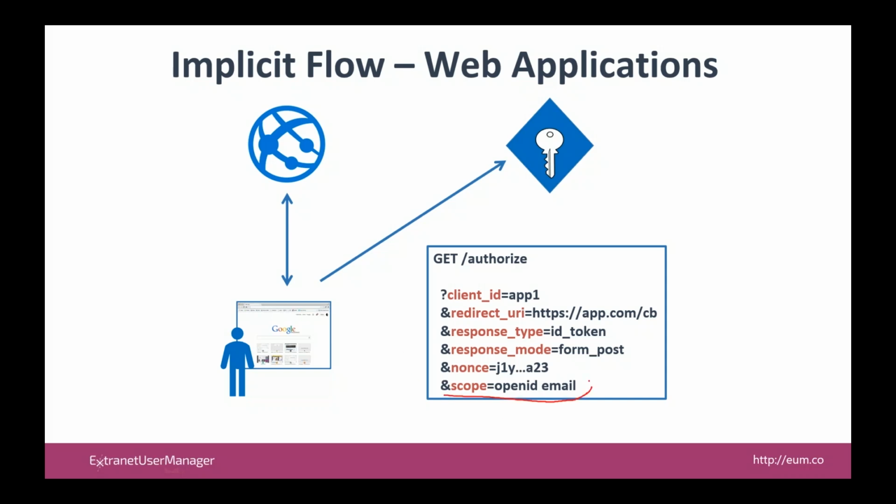And the last parameter here is called scope. Scope is an indicator that your app wants access to certain identity data about the user. Okay, so this is a white space delimited list of values. And this first value is basically an indicator that says, I want the unique ID of the user. These scopes basically map to claims or attributes about the user. So the OpenID scope is an indicator that, yes, you're doing OpenID Connect, and I need the user's unique ID.